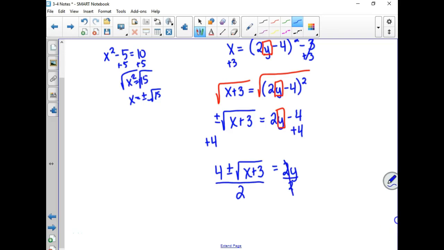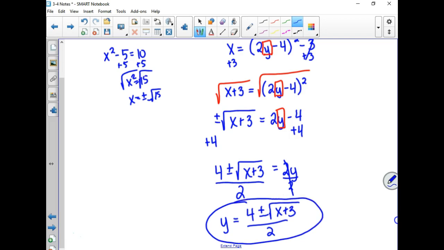So we divide by 2 there. We get y equals 4 plus or minus the square root of x plus 3 over 2. And this is our inverse.